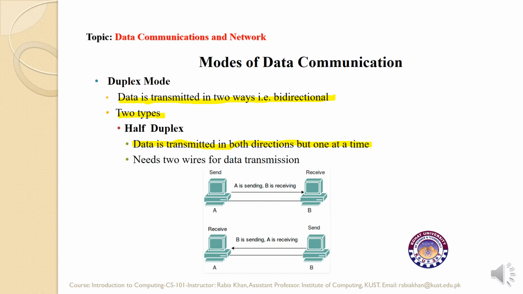For example, in wireless sets such as walkie-talkies, the speakers at both ends can speak, but they have to speak one by one. They cannot speak simultaneously. This mode of communication is required in cases where there is no need for communication in both directions at the same time. The entire capacity of the channel or the communication link can be utilized for each direction.